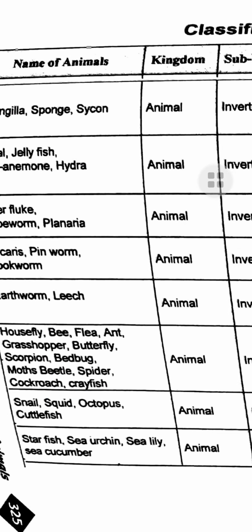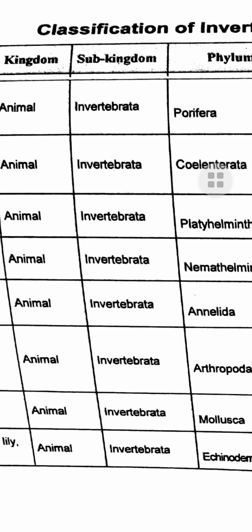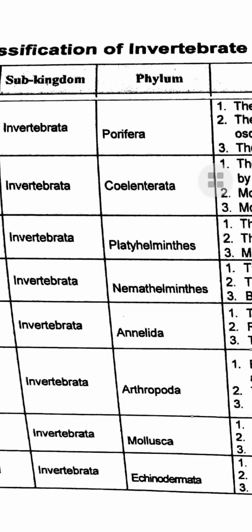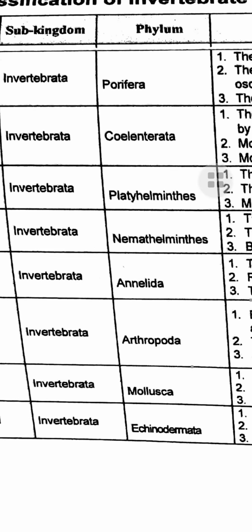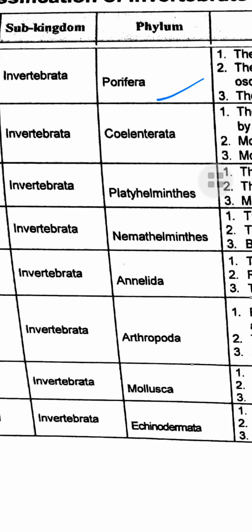So, how are these invertebrates classified? Kingdom. First kingdom, Animalia. Subkingdom, Invertebrata. Phylum, maybe Porifera, Coelenterata, Platyhelminthes, Nemathelminthes, Annelida, Arthropoda, Mollusca, and Echinodermata, and their distinguishing characteristics. Okay? You have to remember at least one main characteristic so that it will be easy for you to explain. Understood or not? Is that clear?